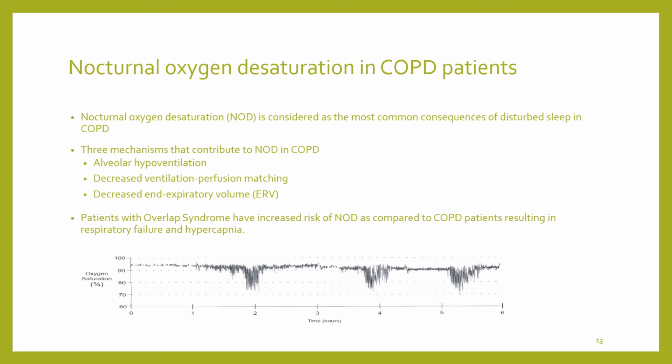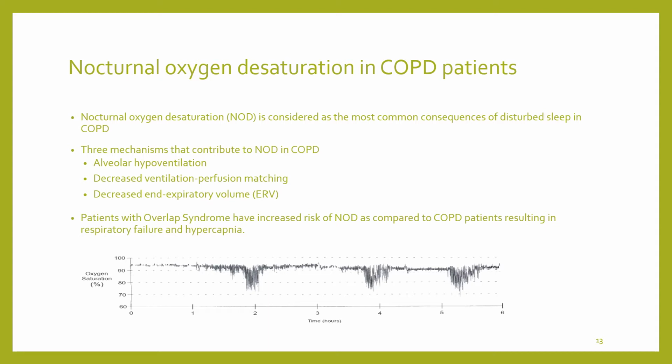One of the most common findings that is of concern is nocturnal oxygen desaturation in COPD patients. The graph on the bottom shows you how levels of desaturations occur at different stages of sleep, and most likely it's going to be in REM sleep. Nocturnal oxygen desaturation is considered to be a major consequence of disturbed breathing and sleep matters with COPD patients.